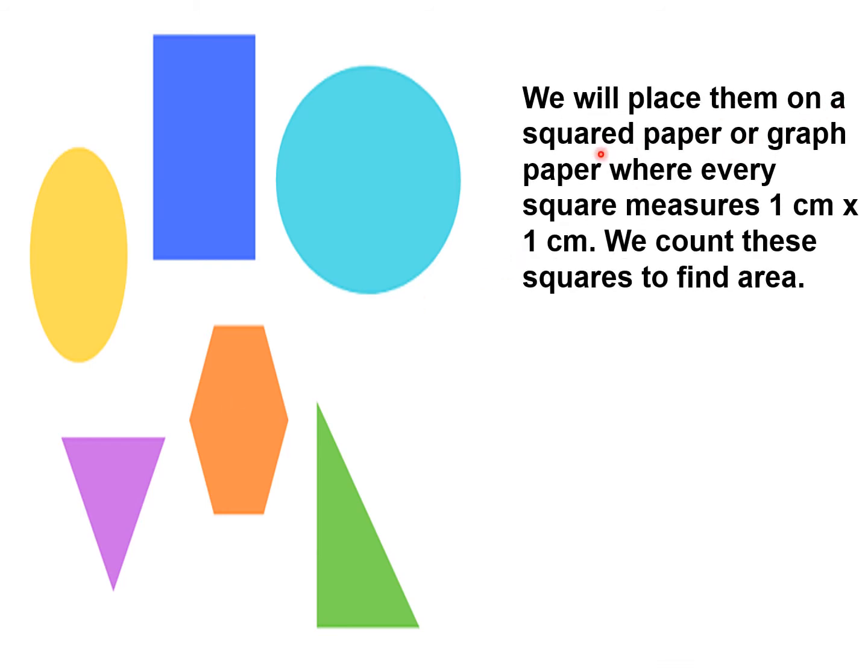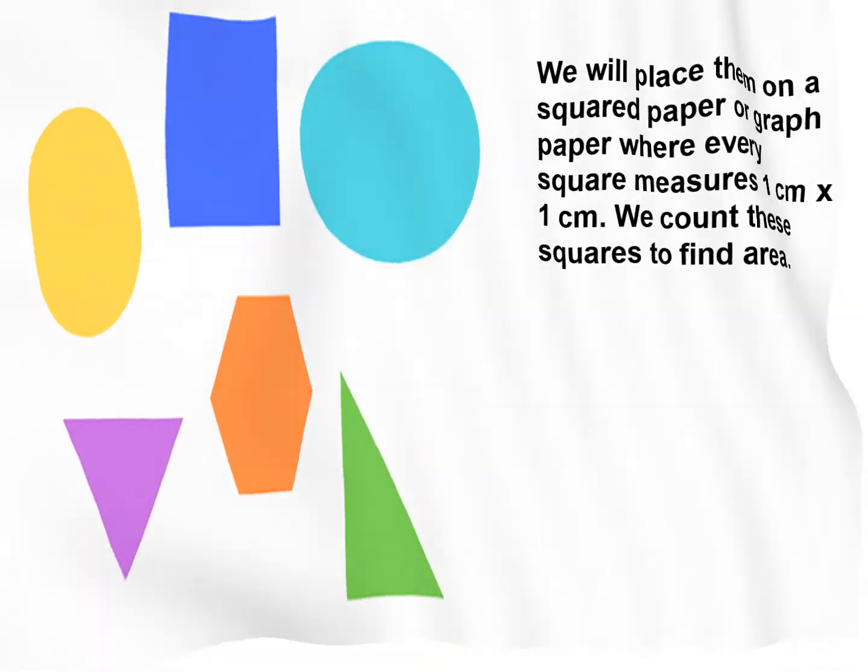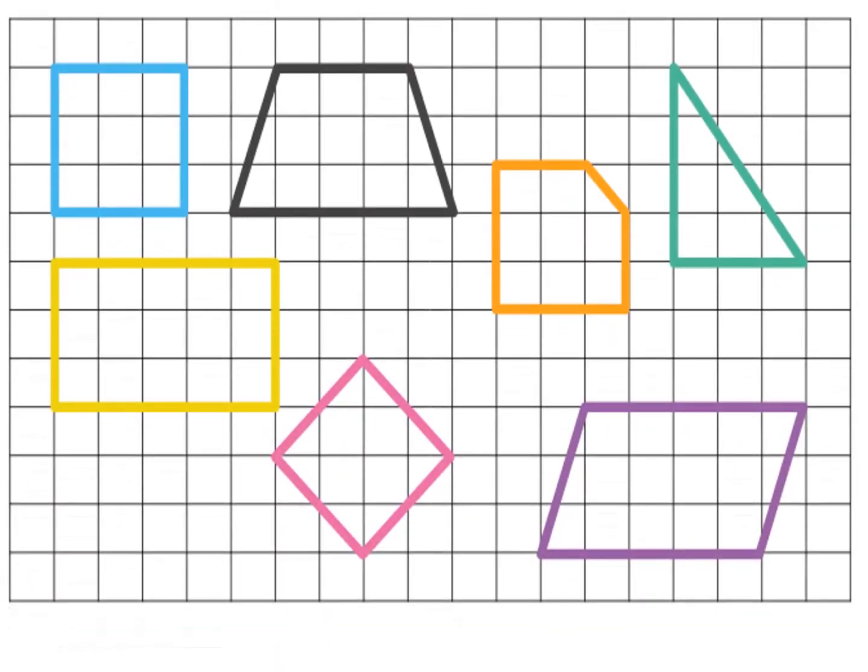Now in the figures given below, which one has the larger area? It is difficult to tell just by looking at these figures. We can't say which one is bigger and which one is smaller. So what will we do? We will place them on squared paper or graph paper where every square measures 1 centimeter by 1 centimeter. Means in graph paper we will place these shapes so that we will come to know which one is smaller and which one is greater by counting the squares.